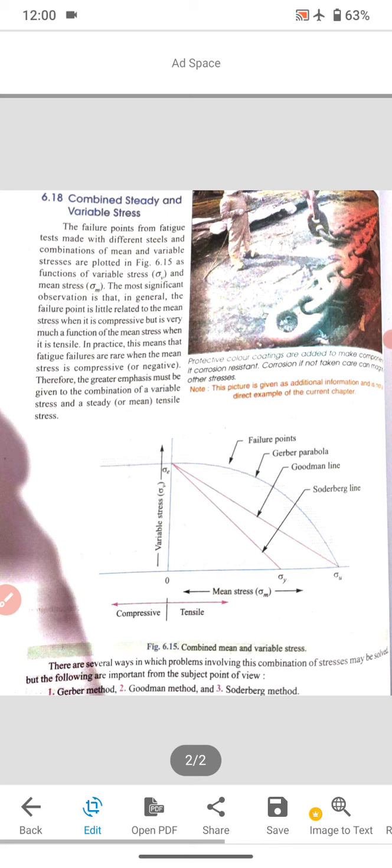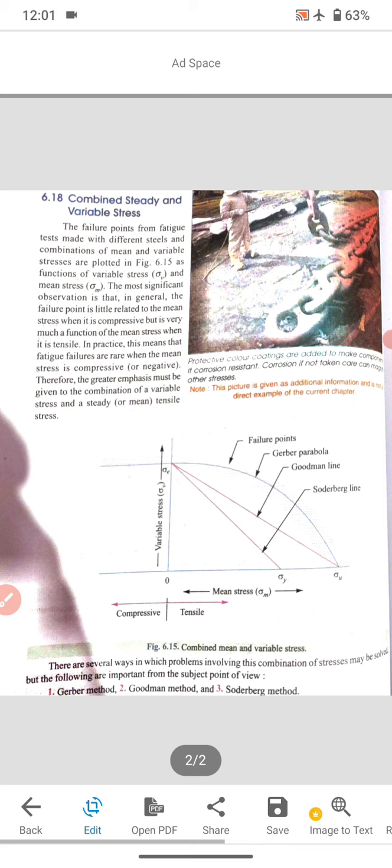The failure points from fatigue tests made with different steels and combinations of mean and variable stress are plotted as a function of variable stress sigma v and mean stress sigma m, with mean stress on the x-axis and sigma v on the y-axis. The most significant observation is that in general the failure point is little related to the mean stress.